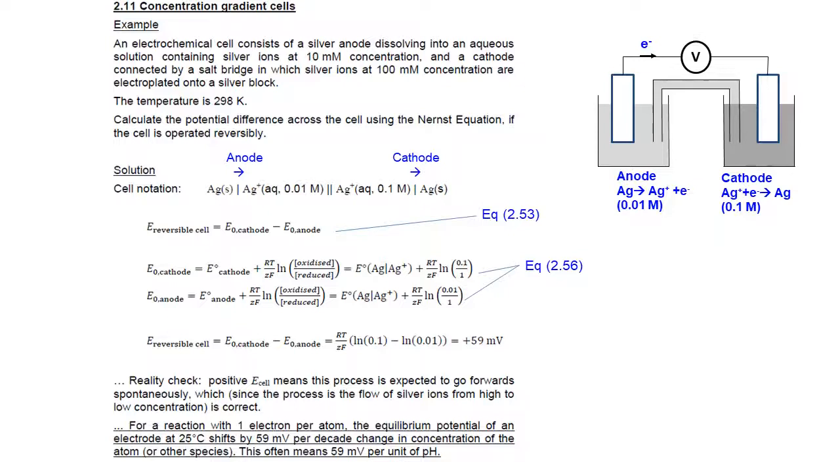So the plus value, the positive value, means this process is predicted to go forwards spontaneously. And since the change in state of the forward process is equivalent to silver ions migrating from a high concentration to a low concentration, it's right that we expect this, we predict that this will go forward spontaneously.